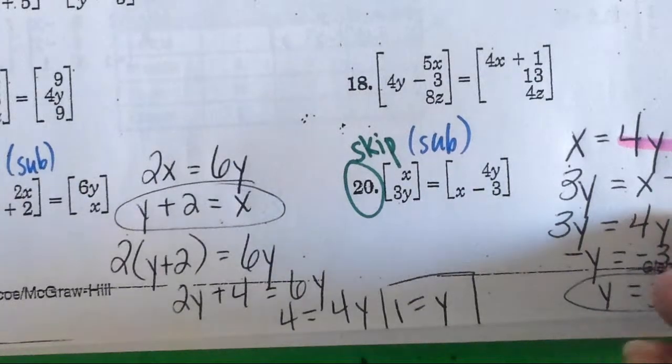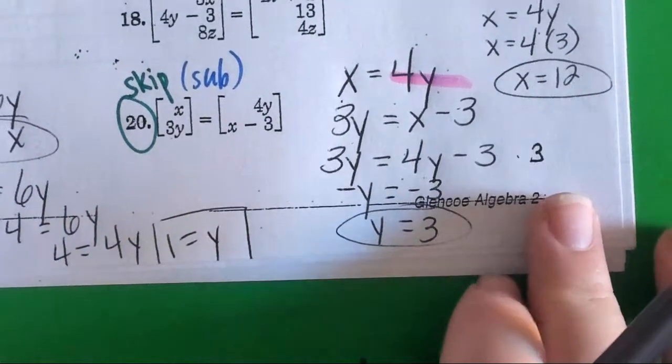Can you scoot over to the toilet? I can. Okay, so I got y equals 1. Hold on. I'll scroll over there for him.